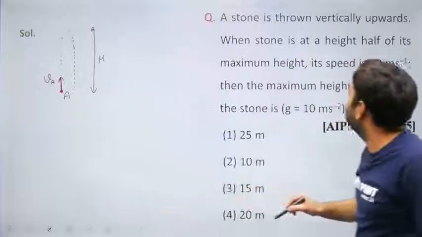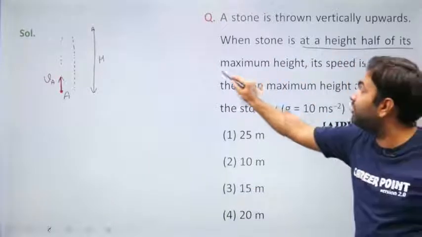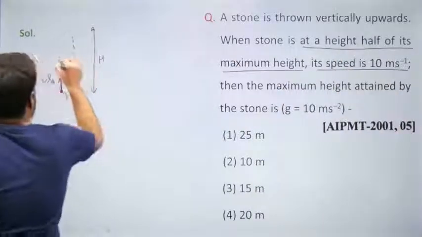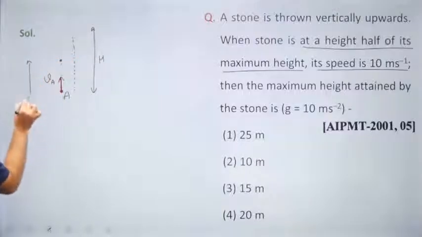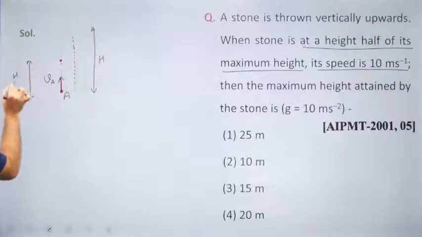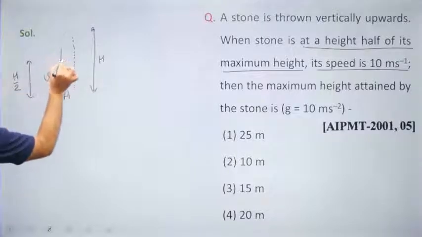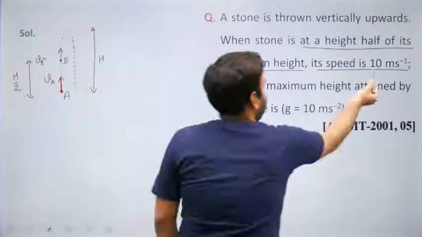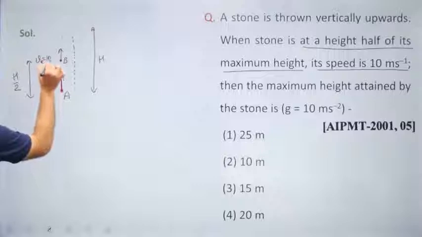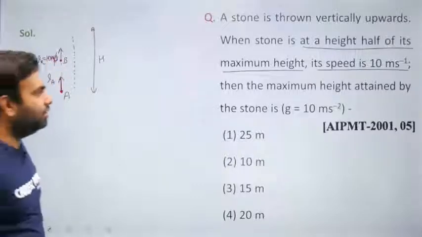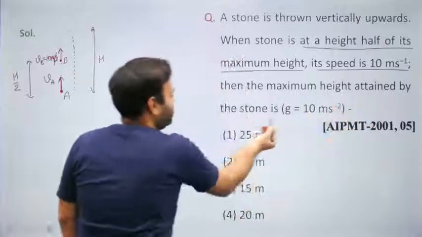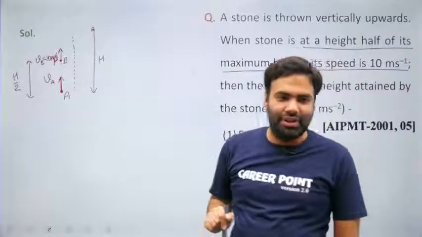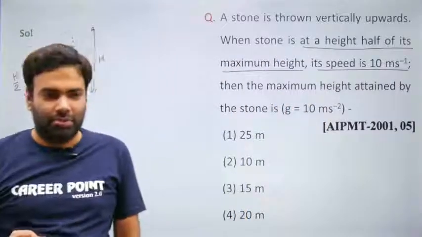So it is saying that at a height of half of its maximum height, its speed is 10 meters per second. That means at the height of h by 2, where maximum height is h, suppose this point is B, its speed VB is given as 10 meters per second. Then the maximum height attained by the stone is asked, the value of this h. So think how we can solve this problem.